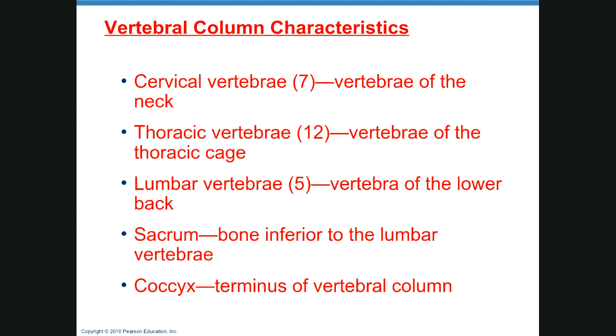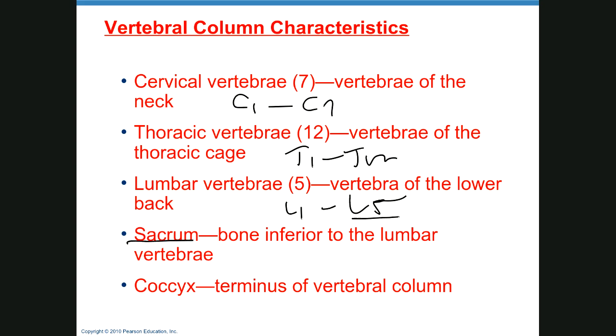Okay. So the sacrum is the bone inferior to the lumbar region. So the vertebrae are named C1 through C7, T1 through T12, L1 through L5. The sacrum is below the L5 vertebra, and the coccyx is below the sacrum.